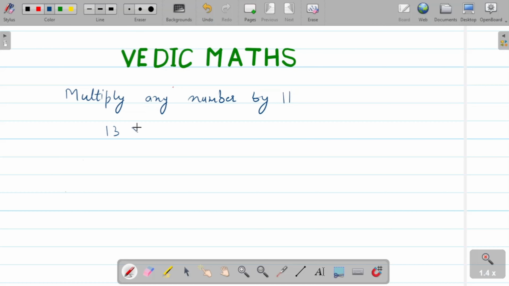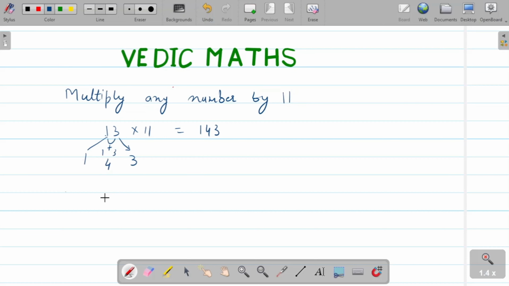13 by 11. What we need to do is write the number 3 as it is and this 1 as it is, and we have to add these two numbers, that is 1 plus 3. The answer is 4. So your answer will be 143.